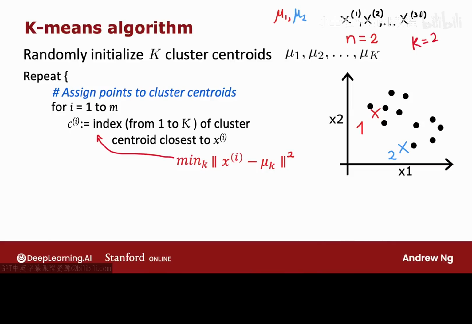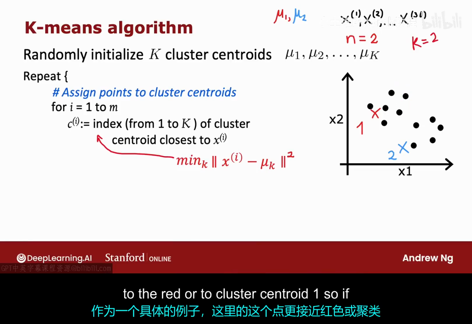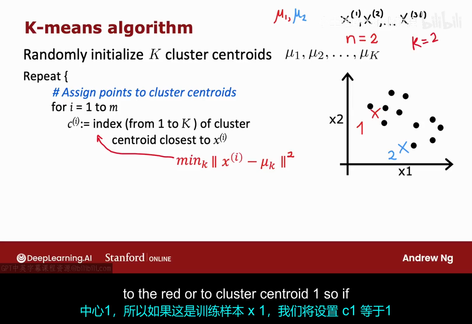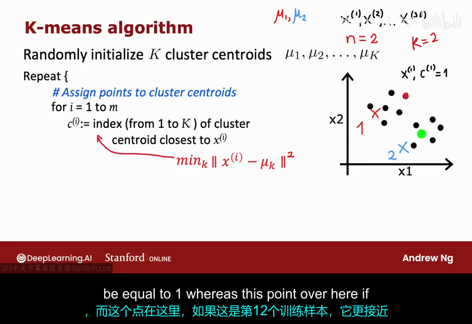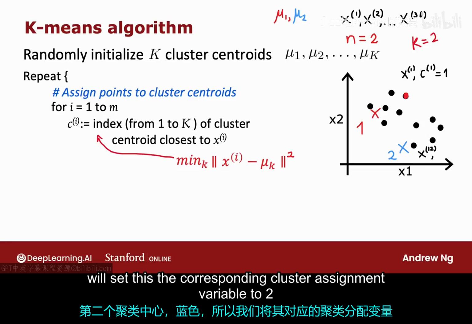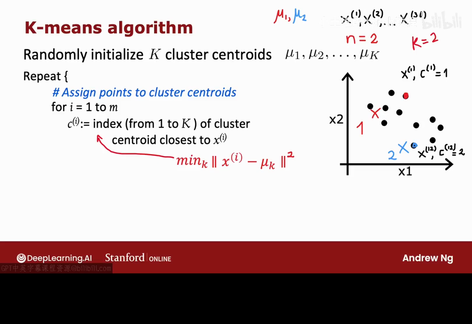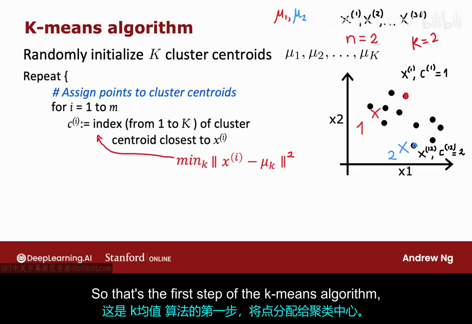As a concrete example, this point up here is closer to the red or to cluster centroid 1. So if this was training example x1, we would set c1 to be equal to 1. Whereas this point over here, if this was the 12th training example, this is closer to the second cluster centroid, the blue one. And so we will set the corresponding cluster assignment variable to 2, because it's closer to cluster centroid 2. So that's the first step of the k-means algorithm, assign points to cluster centroids.